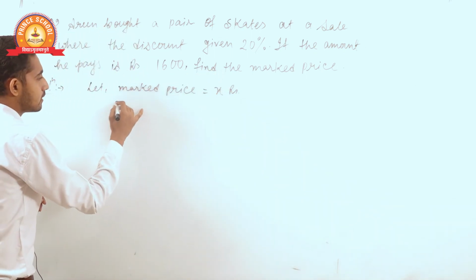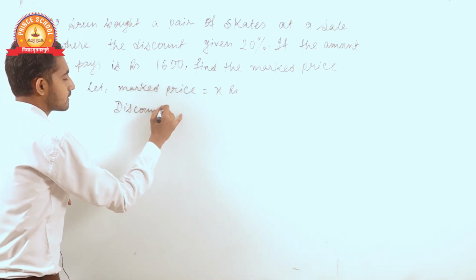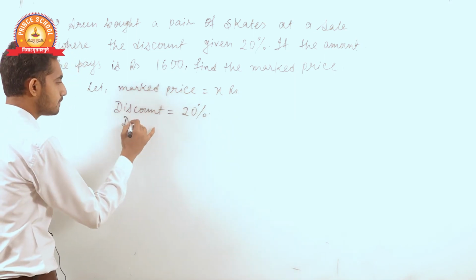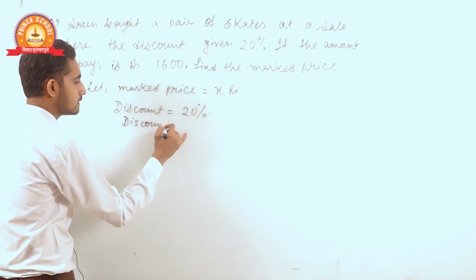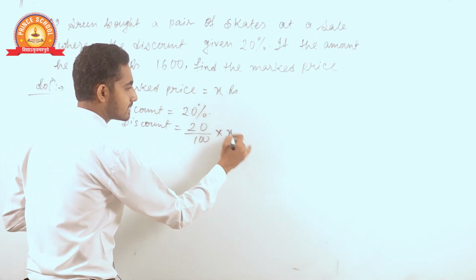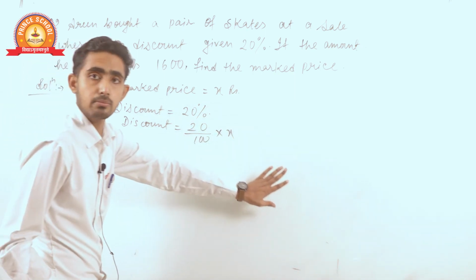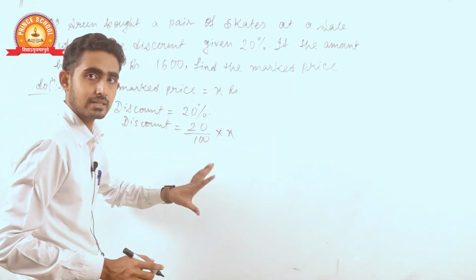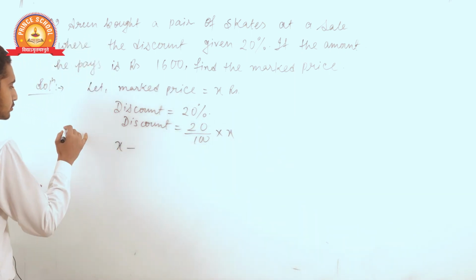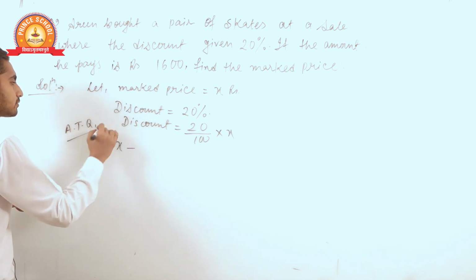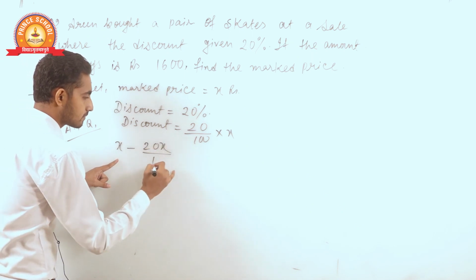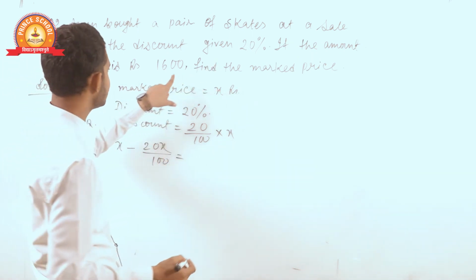So the discount percentage given is 20%. So discount how many? Discount is equal to 20% of X, that is your discount. And what is the formula of mark price and discount? So you can say mark price, that means X, minus, according to the question, write here ATQ, that means according to the question, mark price minus discount is equal to how many rupees? 1,600.